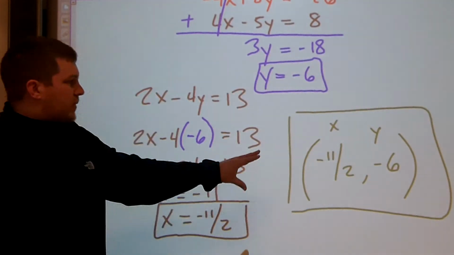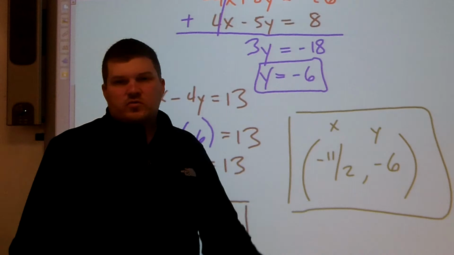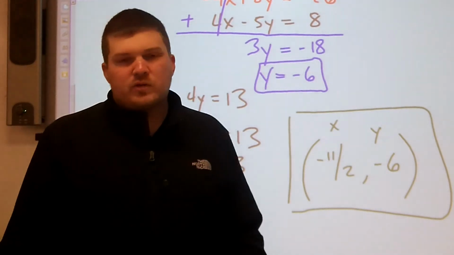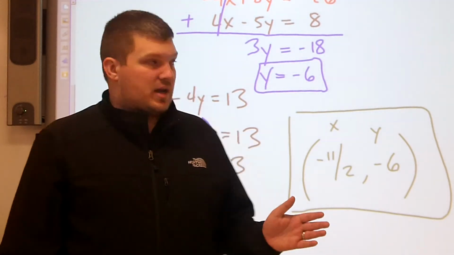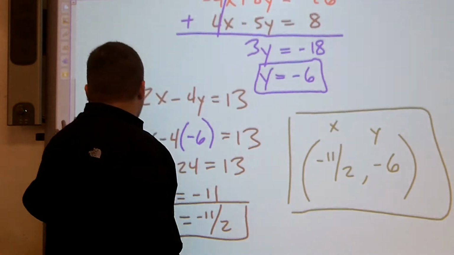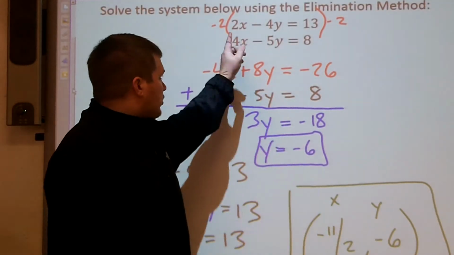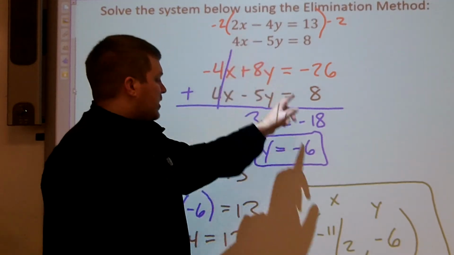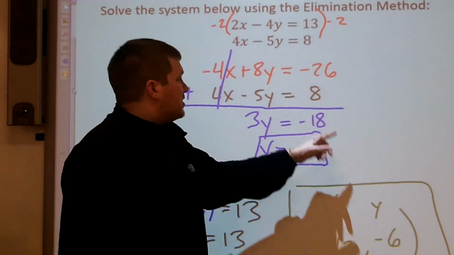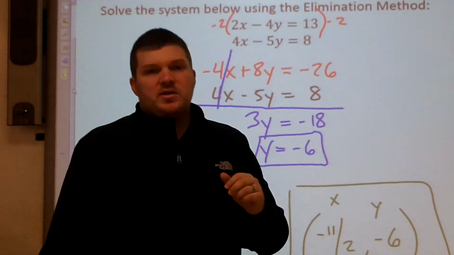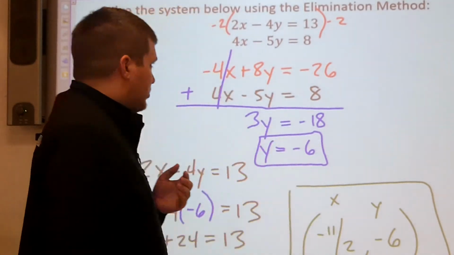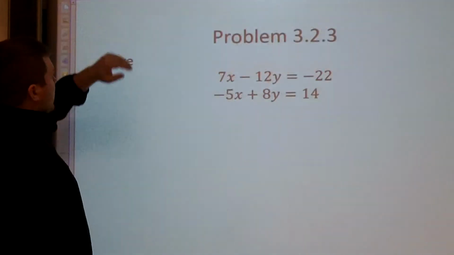Now, if you're ever not sure about this, because we did get a fraction for our x, and a lot of people, for whatever reason, when they see a fraction in their answer, they get scared. What you can do is go back to your original equation, and like we did in the previous video, plug in this ordered pair. Everywhere you see an x, plug in -11 halves. Everywhere you see a y, plug in -6. And what should happen is you should get true statements on both sides.